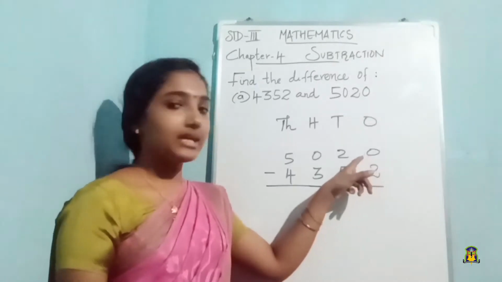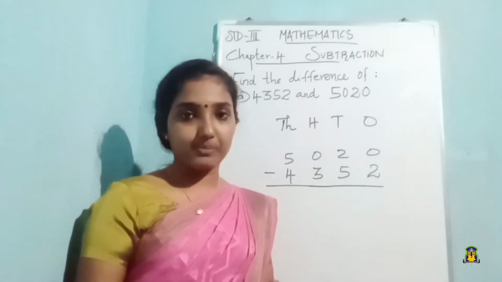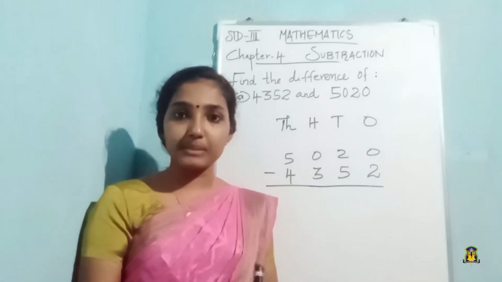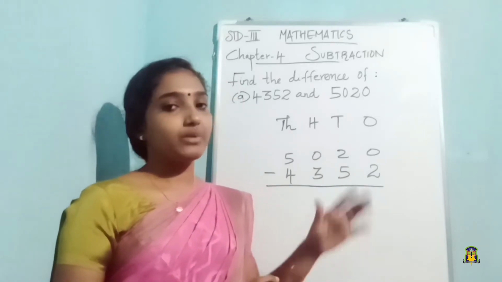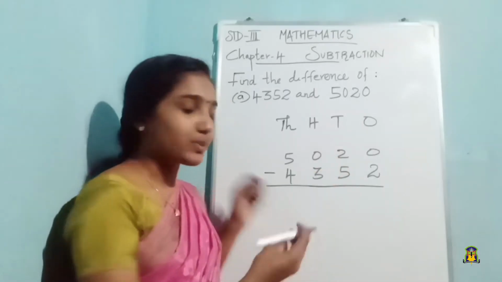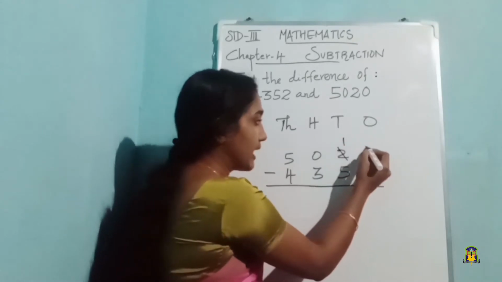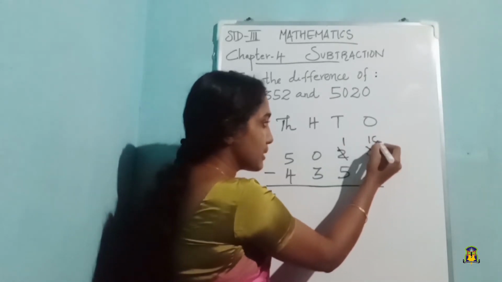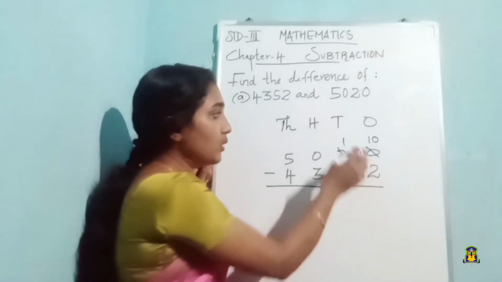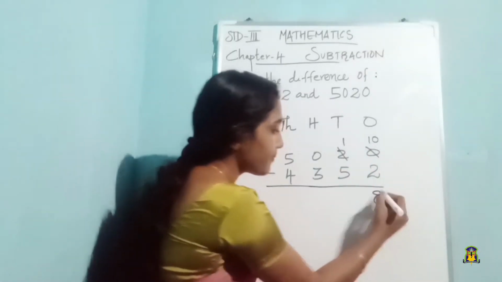In ones place, it's 0 minus 2. 0 minus 2 is not possible. We can't subtract a bigger number from a smaller number. So, what we have to do? We have to borrow from the next place. In the next place, it's 2 here. So, we can borrow 1 from this 2. This 2 will become 1 and the 0 in ones place will become 10. Now, in ones place, it's 10 minus 2. 10 minus 2 is 8.